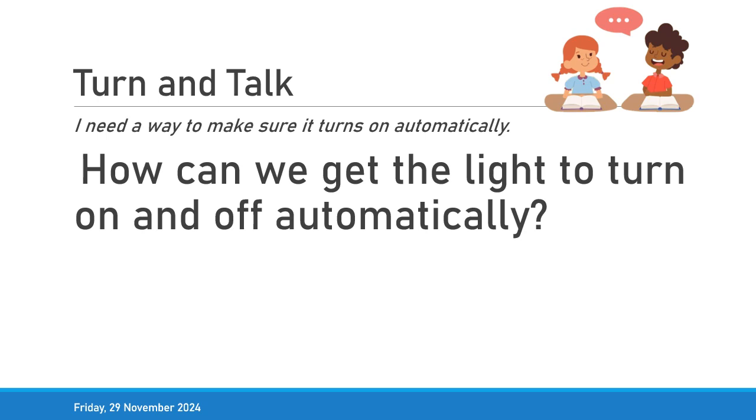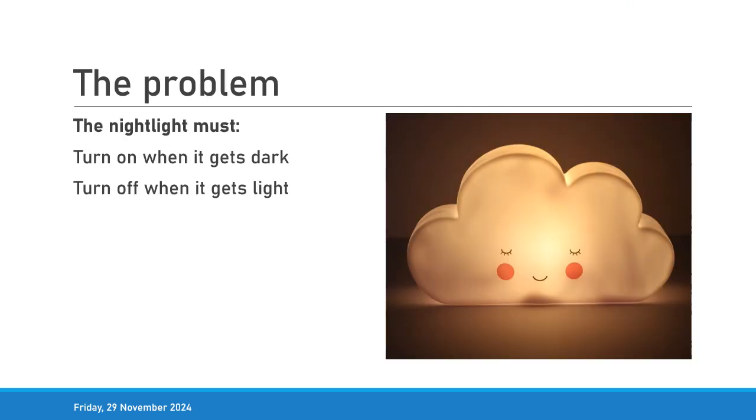Also, well, we live in Great Britain where sometimes it gets dark at 4 p.m. and sometimes it gets dark at 11 p.m. So we don't want the nightlight to turn on at 7 p.m. if it's not dark yet outside. So we need a way of it to be truly automatic. And the only way to do that is by saying that, well, when it gets dark, the light must turn on. And when it gets light, the light must turn off.